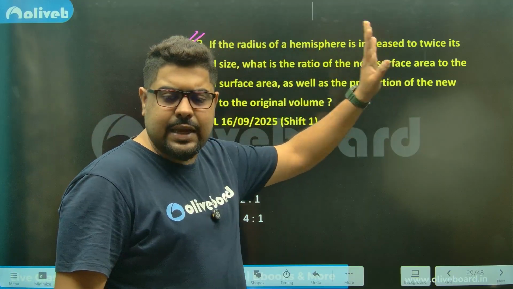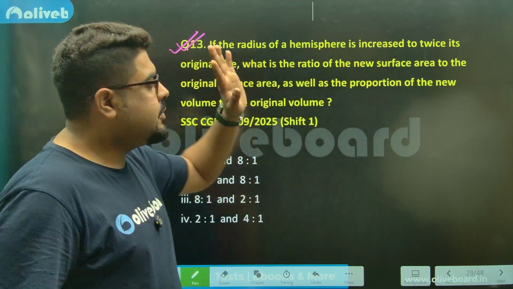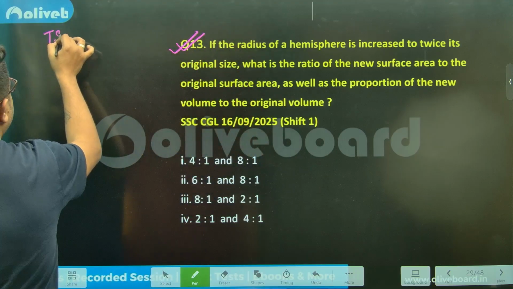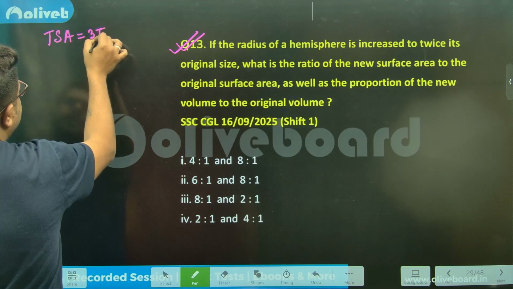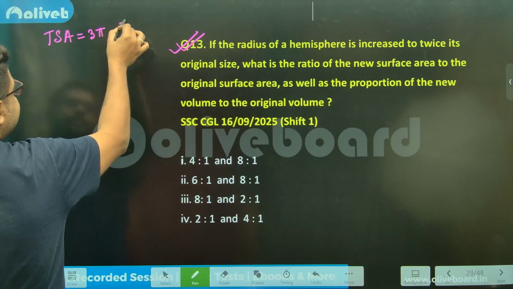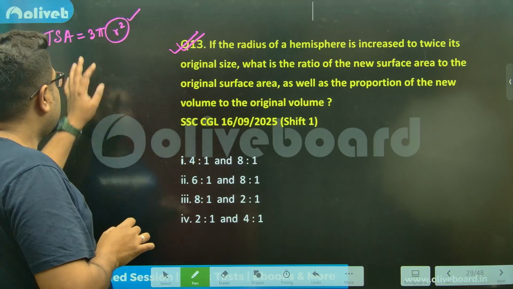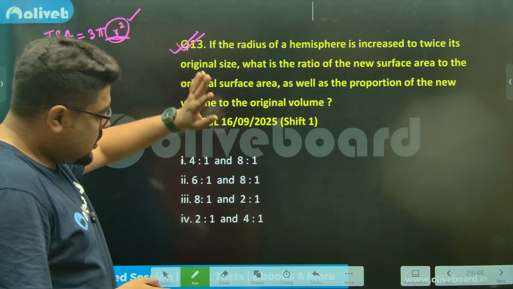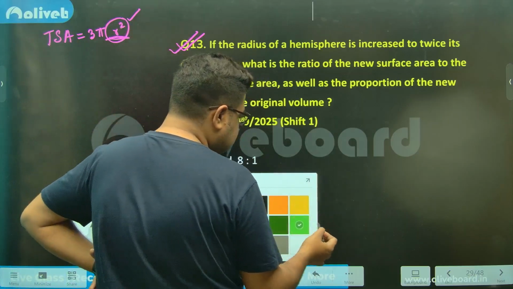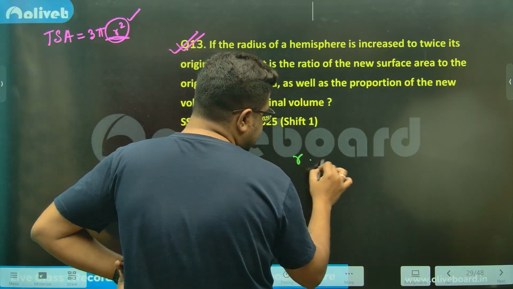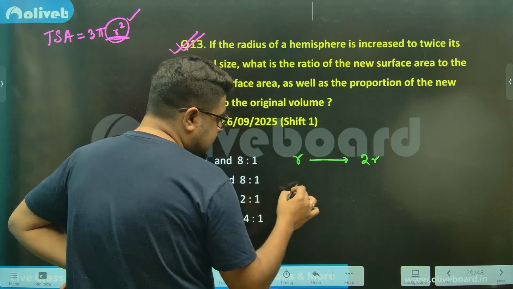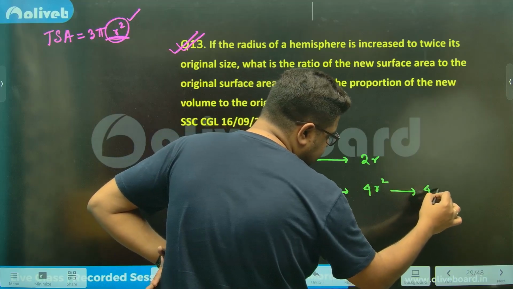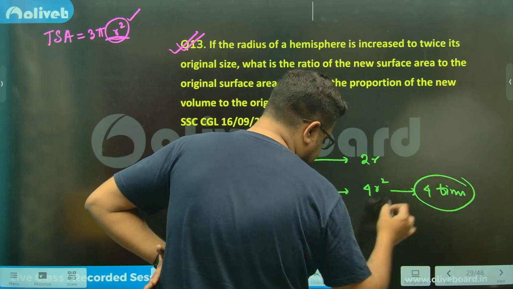Achha, new surface area, they are not saying TSA or CSA, meaning it is TSA always, the total surface area. Now please understand, for total surface area, the formula is 3 pi r square. Even if you take the curved surface area CSA, that is 2 pi r square. 2 pi, 3 pi, these are constants. Ultimately, this depends on r square, sir. So if r is doubled, r becomes 2r, then r square becomes 2r whole square, meaning 4r square. It becomes 4 times, sir.